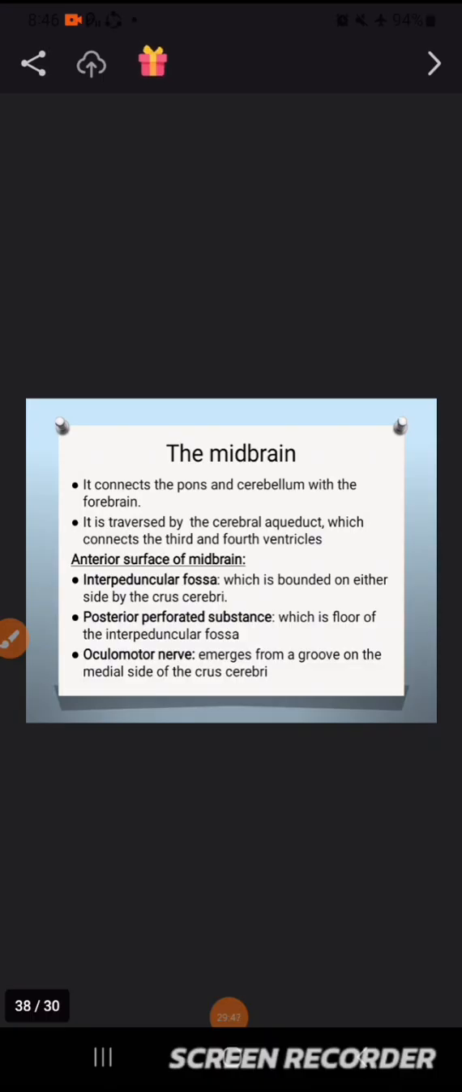So the cavities located in the medulla oblongata are two: the fourth ventricle and the central canal. Also the fourth ventricle is related to the pons. So here in the midbrain there is a cavity known as the cerebral aqueduct.